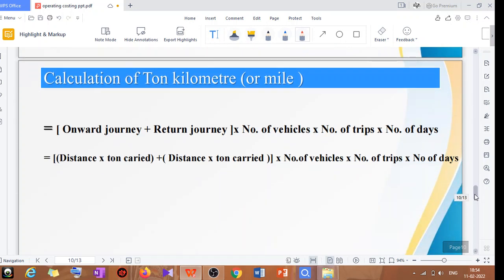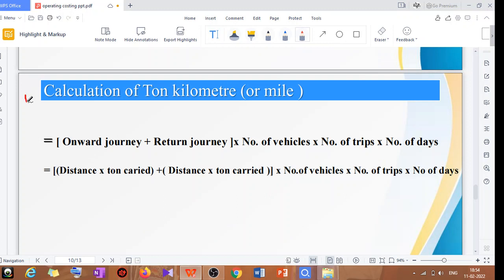Now, what exactly you have to calculate is the ton kilometer. How to calculate that? That is the onward journey. Onward means from the starting point you reach other places. Return journey is when you come back. The journey is multiplied into the number of vehicles. How many vehicles you had? And the number of trips, which is related to round trip. Then the number of days. So this is the formula to calculate the ton kilometer.